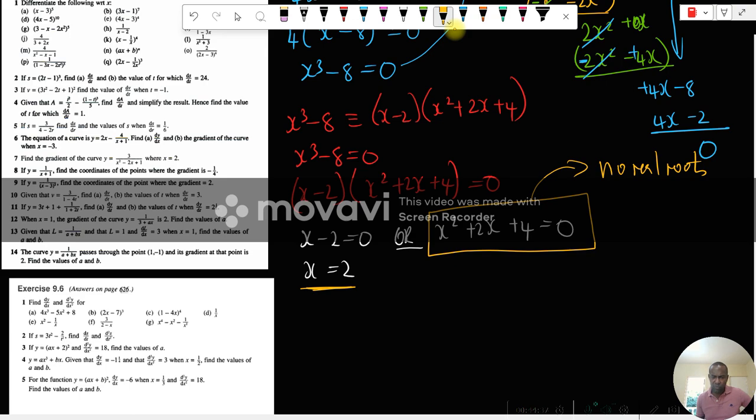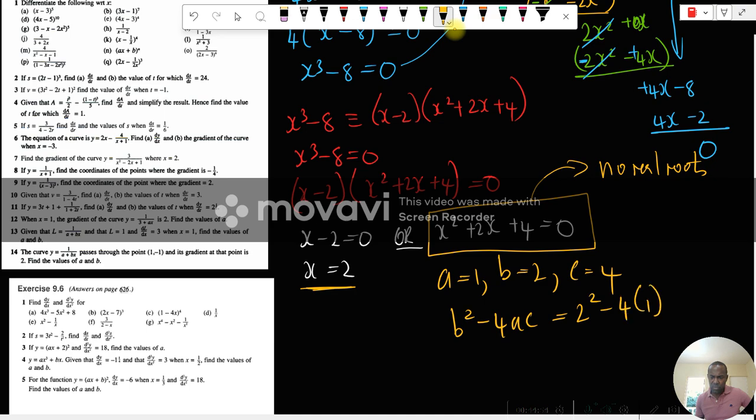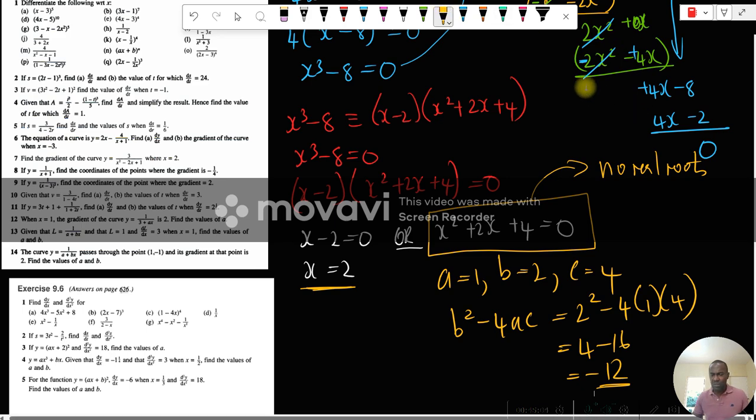So no real roots. For this quadratic, we see that a is equal to 1, b is equal to 2, and c is equal to 4. Therefore, our discriminant, b squared minus 4ac, is equal to 2 squared minus 4 times 1 times 4, which is 4 minus 16, which is equal to negative 12. So what is the implication of this discriminant being negative?